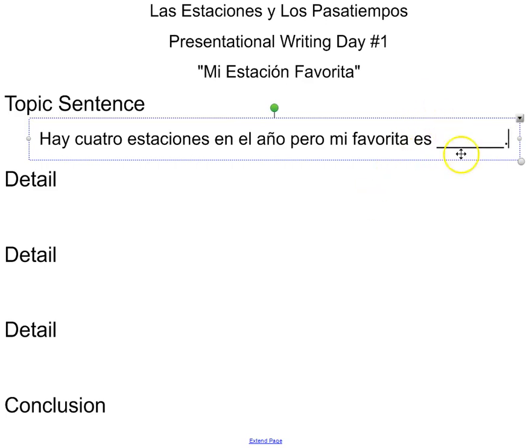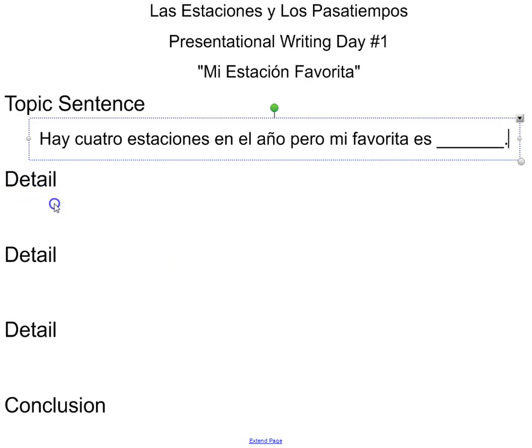Now remember, when you put your season in here, you're going to make sure you add the word el or la. So all of them are el invierno, el verano, el otoño. The only one that's la is la primavera, okay? So make sure you include that when you finish this sentence. So that's your topic sentence already written for you.